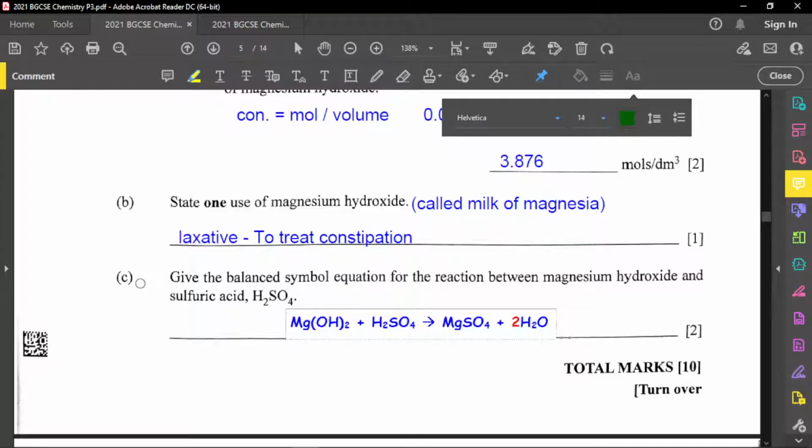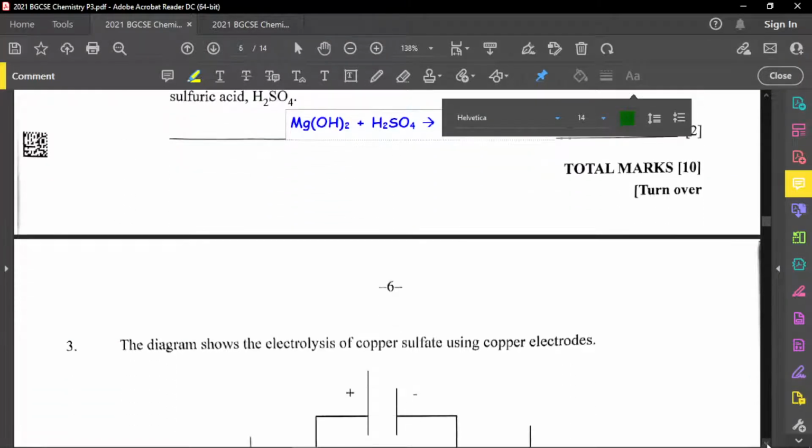Part C is: give the balanced symbol equation for the reaction between magnesium hydroxide and sulfuric acid, which is H2SO4. As you know, an acid reacts with an alkali or a base to give you salt and water. Based on that, this is the equation right here. To balance the equation, we need 2 moles of water. So the equation is just as simple as that.